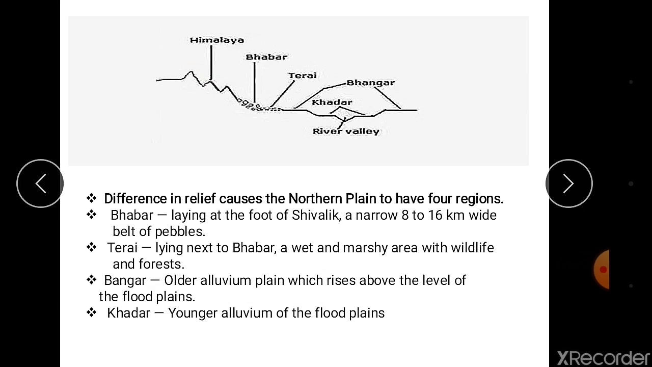the Bhabar is made. It is an 8 to 16 kilometer wide belt. The pebbles are shown in this figure also. This is called Bhabar. Then next to Bhabar, the Tarai is there. Tarai lies next to Bhabar, a wet and marshy area with wildlife and forest. This is the Tarai region.